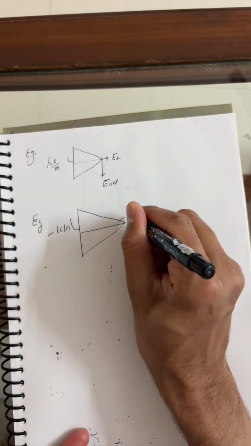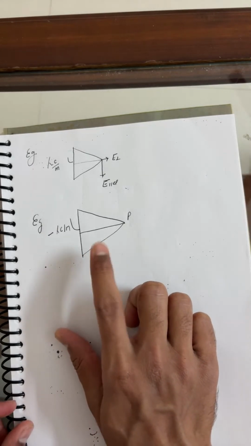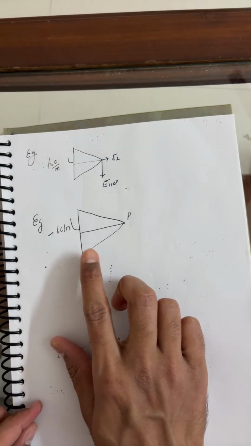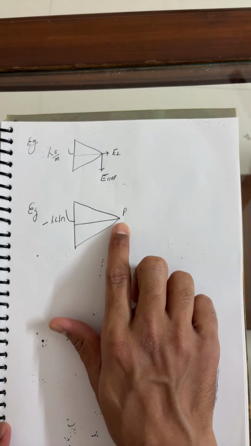What is the direction of E perpendicular at point P, and what is the direction of E parallel at point P? You can tell here, this is nothing but point P. Answer, Anurag Dubey beta, answer me this question. I asked, what is the direction of E perpendicular and what is the direction of E parallel?